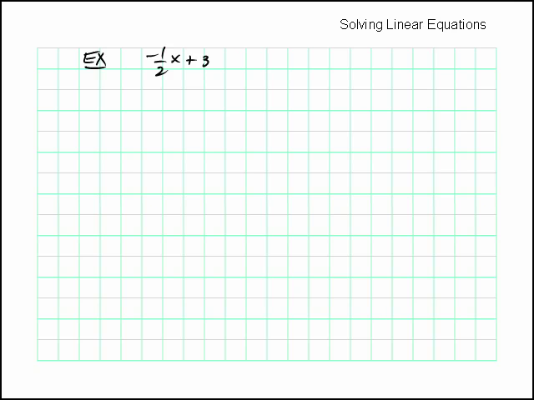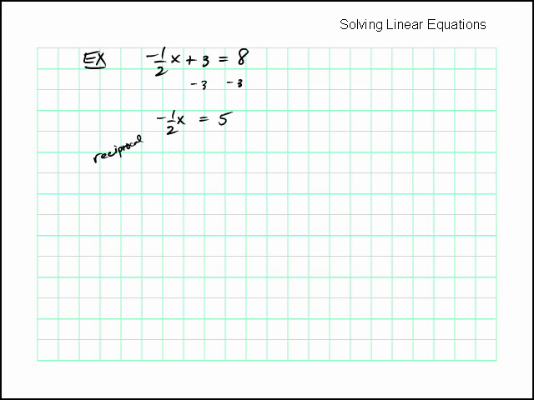Now let's look at this example. There's 2 ways that you could go ahead and solve this equation for x. I'll show you both ways. You could first subtract 3 from both sides of the equation. Negative 1/2 x equals 5. Now to get rid of the negative 1/2 x, to get rid of the negative 1/2, you could multiply both sides by the reciprocal of negative 1/2.